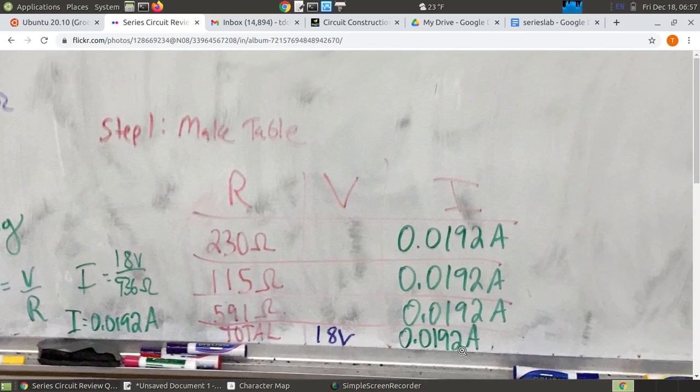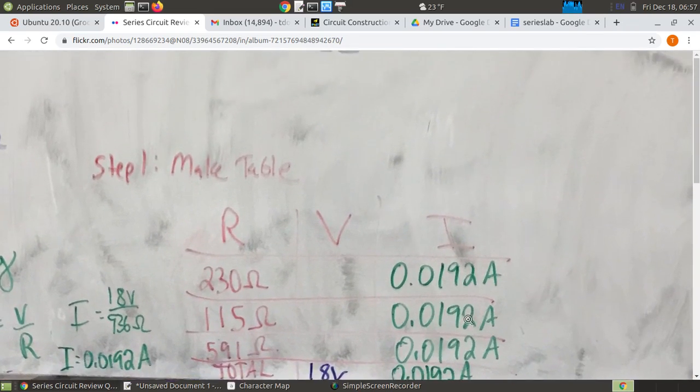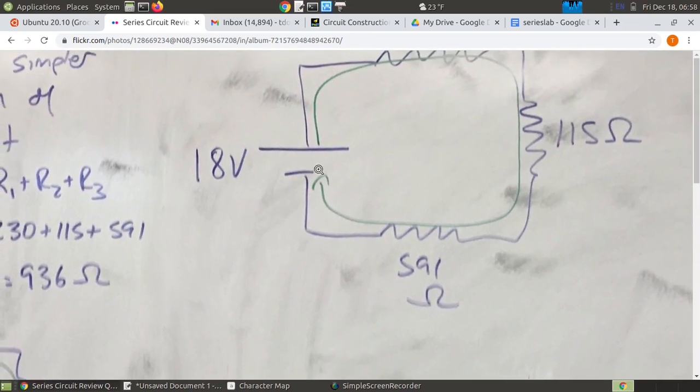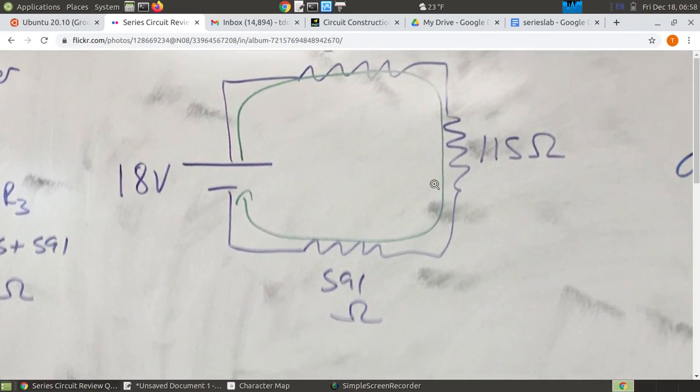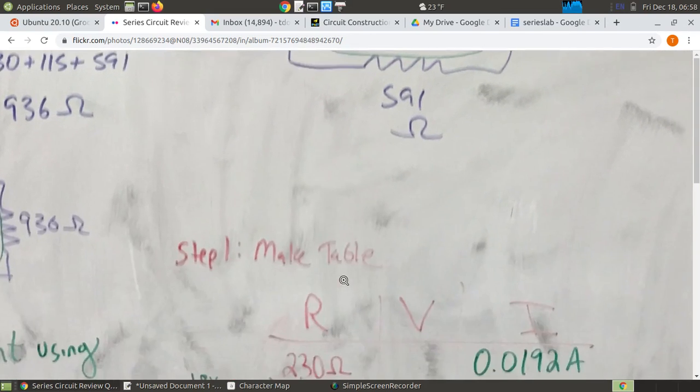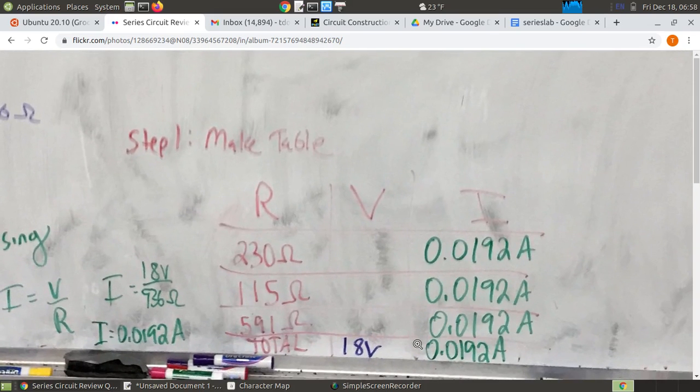Notice I've gone over to my table and put it not just for the total, but for all of them. And the reason for that is that any charge that gets pumped up by the battery, for it to return where it started, it has to pass through all 3 resistors. So in a series circuit, all resistors get the same current.